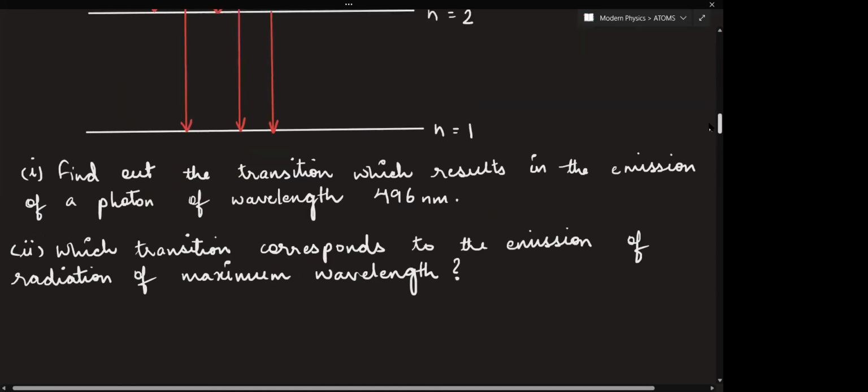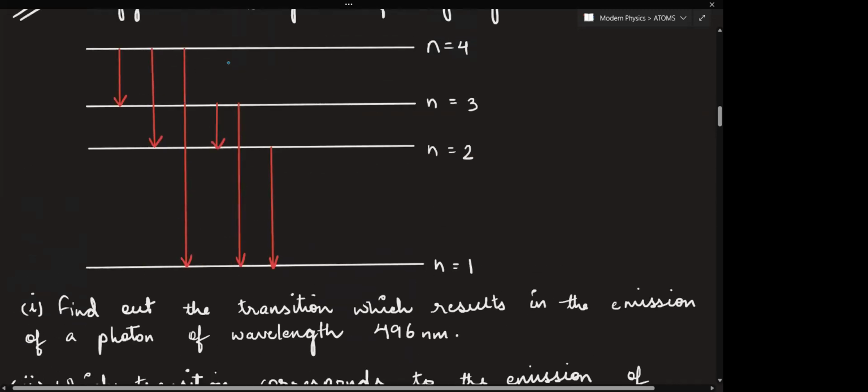Now, what do we have to calculate? We have to find the transition which results in the emission of a photon of wavelength 496 nanometers. Out of all these transitions given: from 4 to 3, from 4 to 2, from 4 to the ground state, from 3 to 2, from 3 to the ground state, and from 2 to the ground state, that is 1. We have to find which transition results in the emission of a photon having the wavelength 496 nanometers.